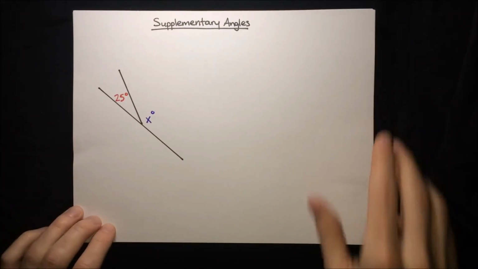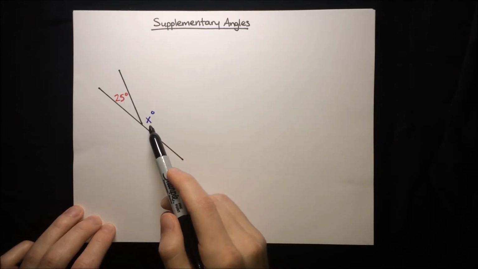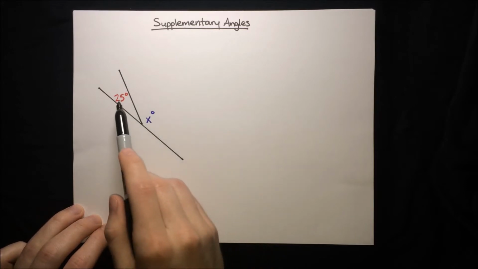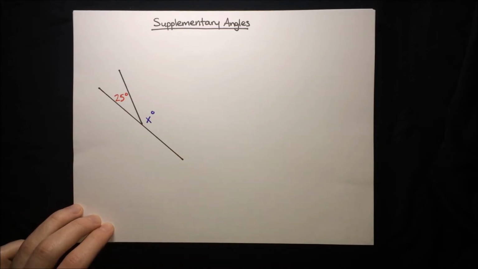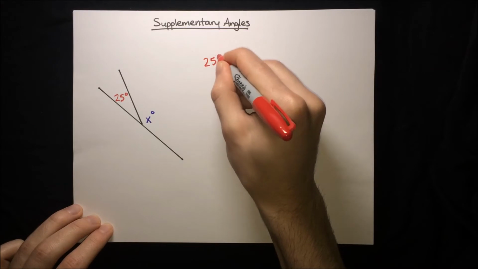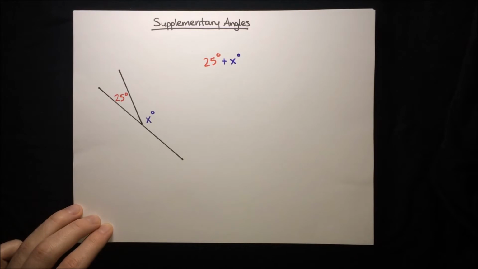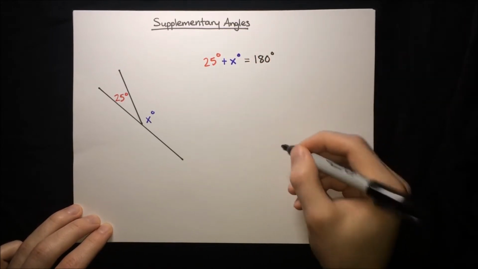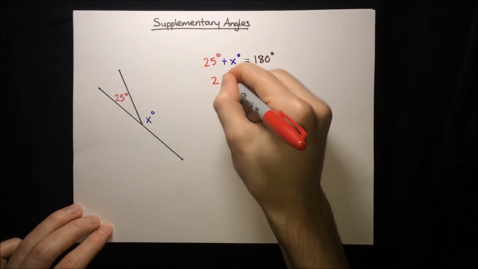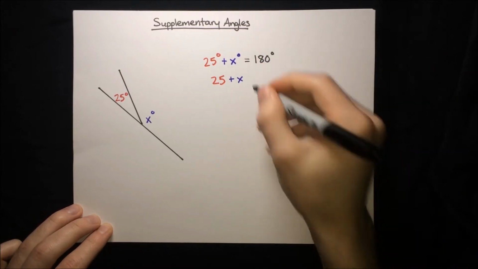We can use the idea of supplementary angles to solve for missing angles, such as this angle here, which is labeled with x. Since these two angles form a straight angle, they are supplementary, which means that they add to 180 degrees. So we can set up an equation that 25 degrees plus x degrees equals 180 degrees. So this is really just 25 plus x equals 180.